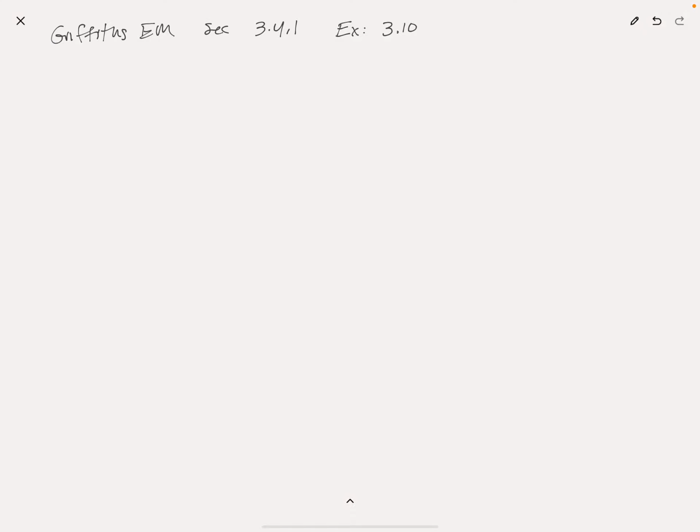Griffiths E&M section 3.4.1, example 3.10. So far we have been trying to find the potential of some charge. Here's my pen. Charge Q. We can write down, at some point in space which is a distance r away, the potential as 1 over 4 pi epsilon naught, the Q of our charge, over the distance.